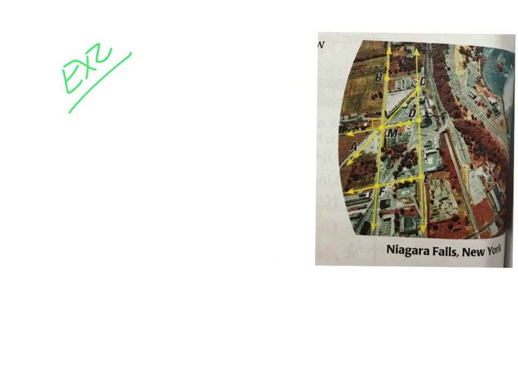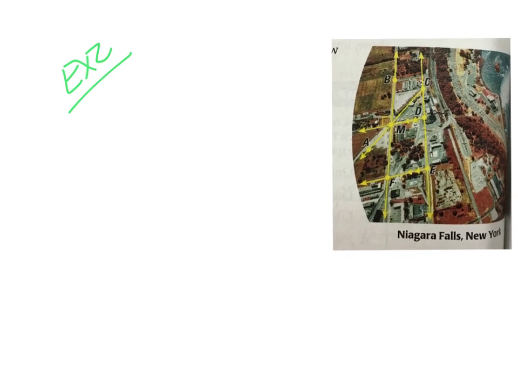Okay, so we have a picture here of Niagara Falls, New York, and the roadways. We should get some of the roadways in San Marcos. They'd be even crazier. So for A, we're going to name all of the pairs of parallel lines.